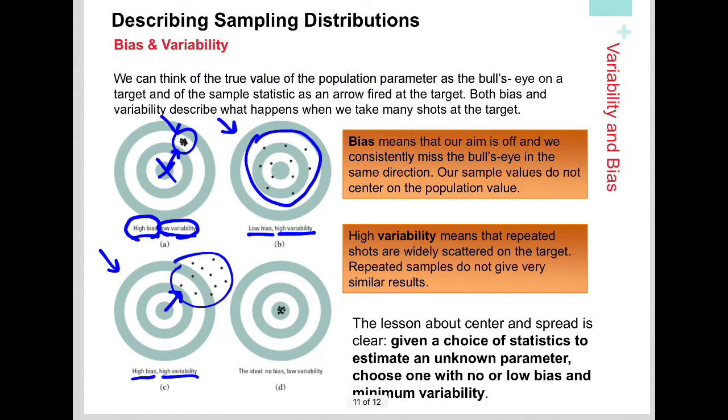Now the last diagram, that is what researchers want. They want it to be directly on target, meaning they have very low bias or no bias at all. So they probably did everything they needed to do to make sure they used random sampling, making sure they didn't use leading questions, etc. And they also have low variability because it's nice and grouped together.